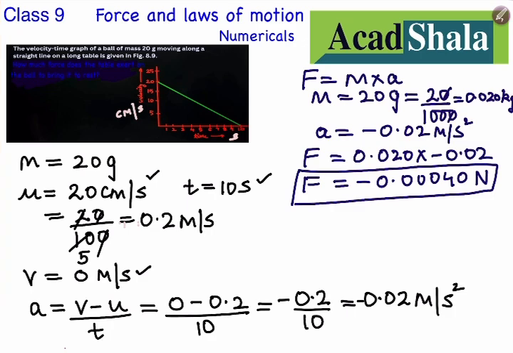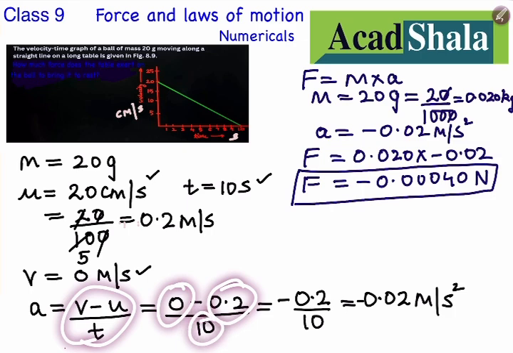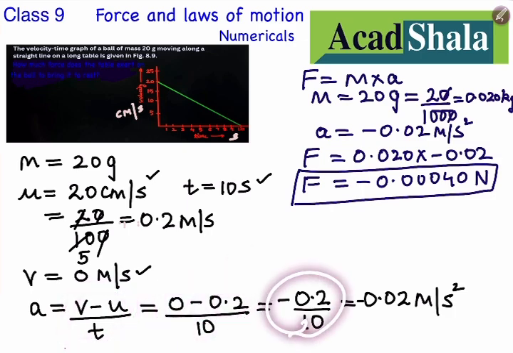Now we will put the values one by one in this formula. v is 0, u is 0.2 and time is 10. After solving it, the answer comes out to be minus 0.02 meter per second square, right children? When it goes from here till here, the graph is also telling us about the retardation. That also we have seen from the graph.